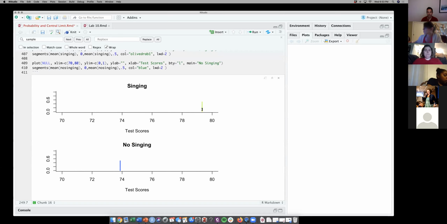This is the mean for my score where I sang. This is the mean for my class where I didn't sing. How far apart do these two scores have to be for me to actually know that my singing made a difference? And so with that as sort of a mean preview of where we're going, I need to go back.